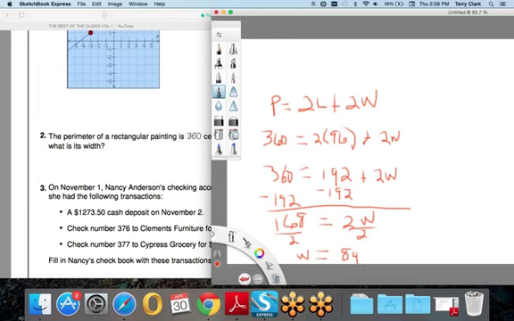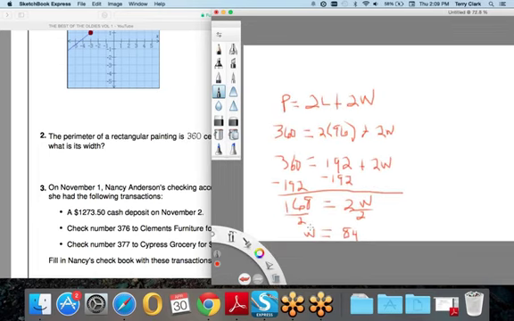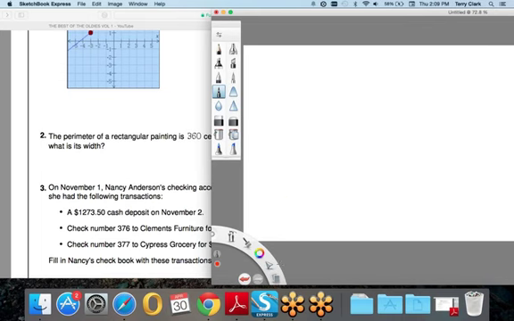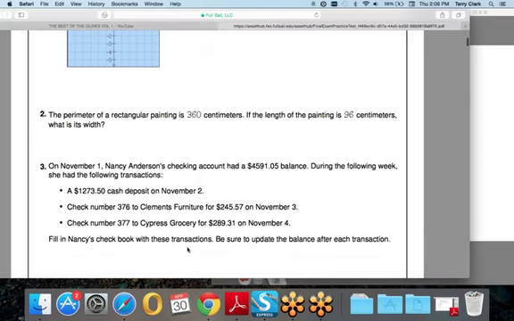Does anybody have a question about how I solved this one? Okay, if not, we'll move on to the next one. Let me clear the screen off first. Okay, so here we go.